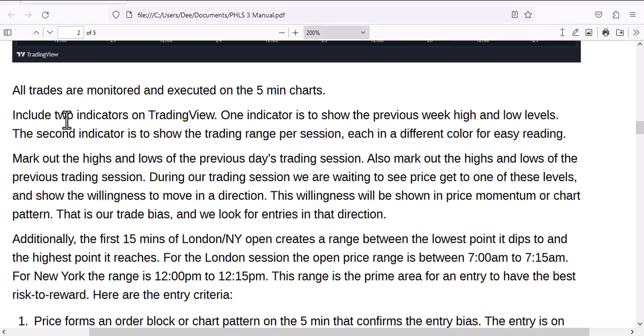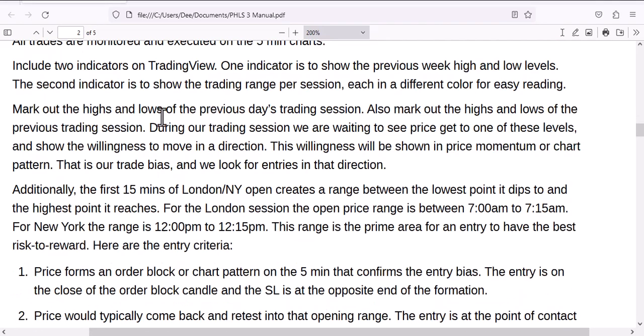So I did mention there are two indicators that we make use of. One is to show the previous high and low levels, and then the other is to show the trading range per session. All right, and then we use different colors for easy reading, and then we mark out our high and lows of the day session, and we also mark out high and lows of the previous session.